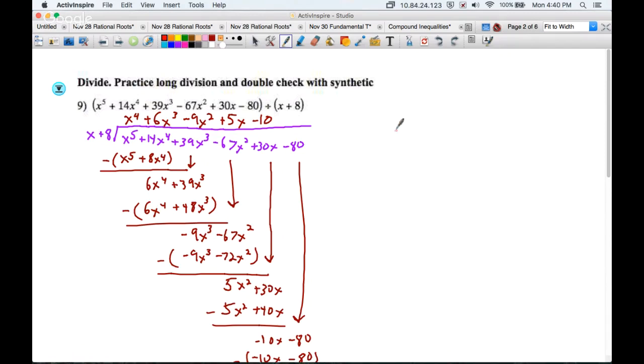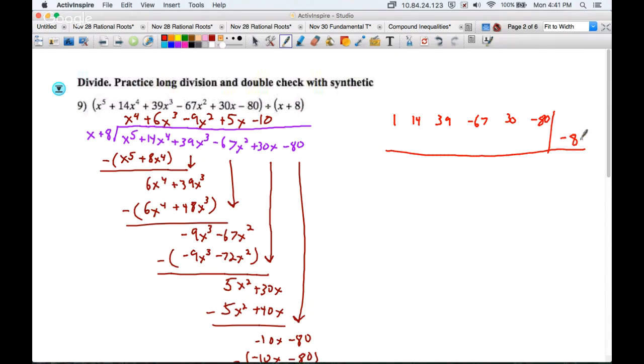Let's double check this with synthetic now. My coefficients: 1, 14, 39, negative 67, 30, negative 80. I'm going to synthetically divide this not with a positive 8, but with a negative 8.